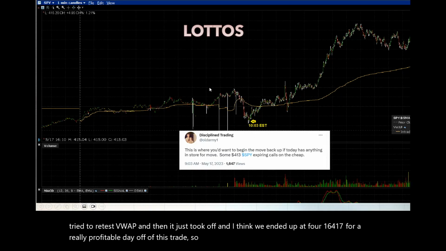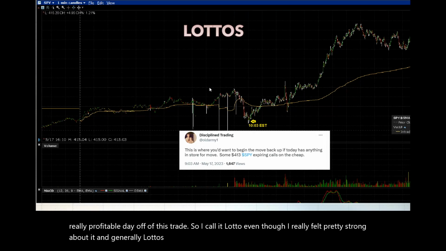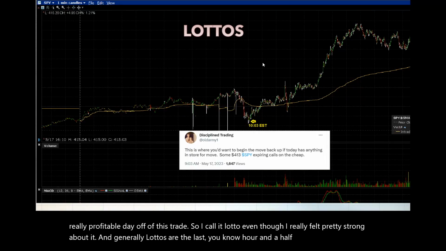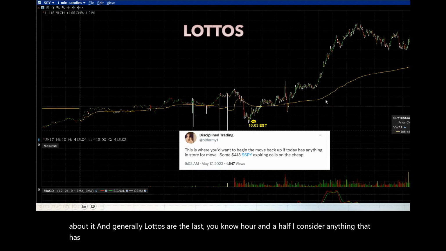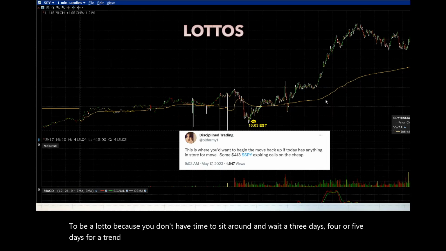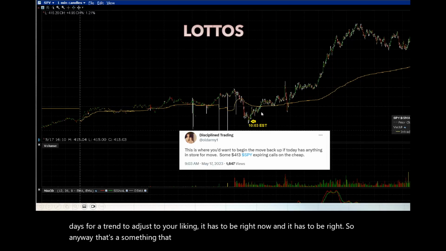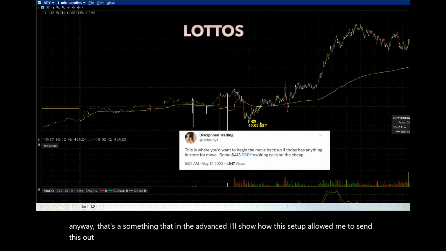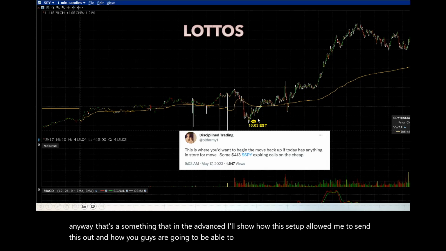So I call it a lotto, even though I really felt pretty strong about it. And generally, lottos are the last hour and a half. I consider anything that is expiring to be a lotto because you don't have time to sit around and wait 3 days, 4 or 5 days for a trend to adjust to your liking. It has to be right now and it has to be right. So anyway, that's something that in the advanced I'll show how this setup allowed me to send this out and how you guys are going to be able to make some really good money on days.